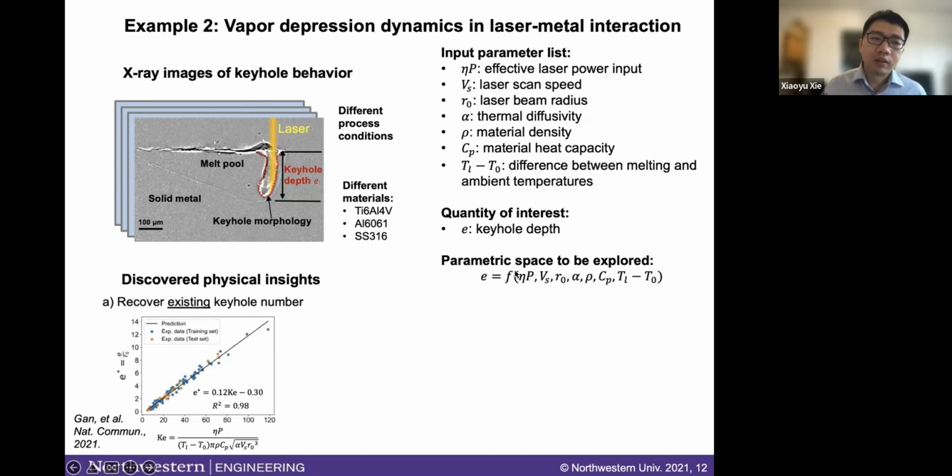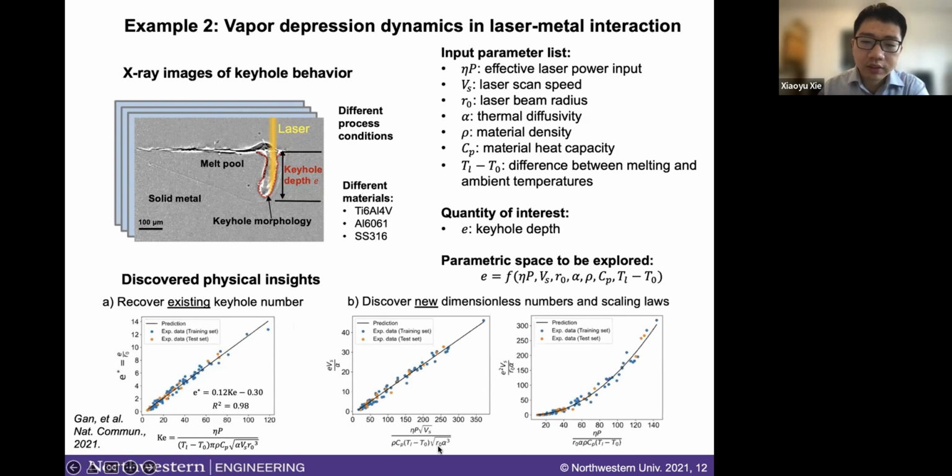And by using the same method I mentioned in the fluid mechanics, we actually can rediscover famous dimensionless numbers in additive manufacturing. This was discovered by our co-author, Professor Gan, in 2021. This is a linear relationship to describe these different process conditions and different materials. And we also can discover some new dimensionless numbers and scaling laws. All these scaling laws have very simple equations and simple forms, and all the R-square scores are very high.